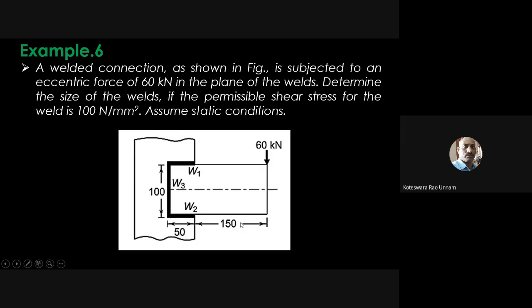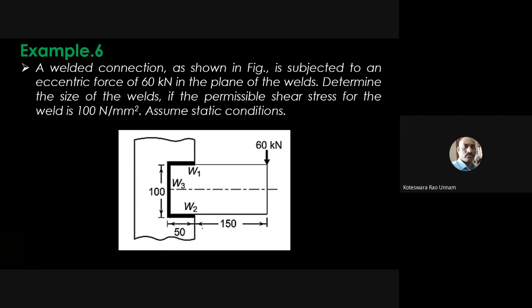For that, first we have to compute the primary shear stress. Primary shear stress is nothing but the load divided by the area of the weld. Here the load is given as 60 kilonewtons. For the area, he has given this length and this length as well as this length. Here this length he has given as 50.